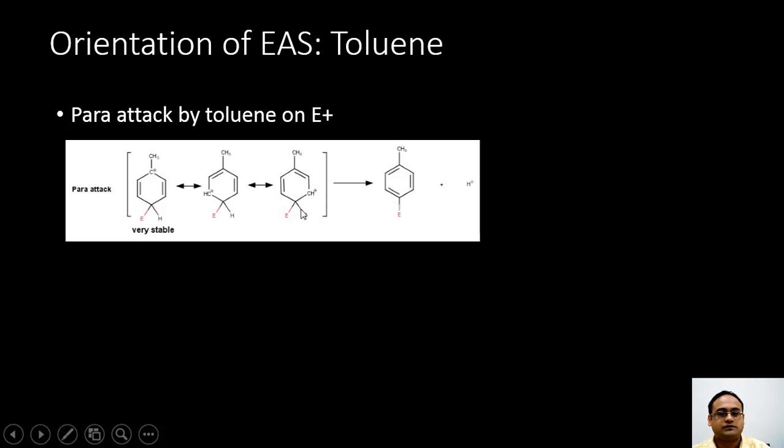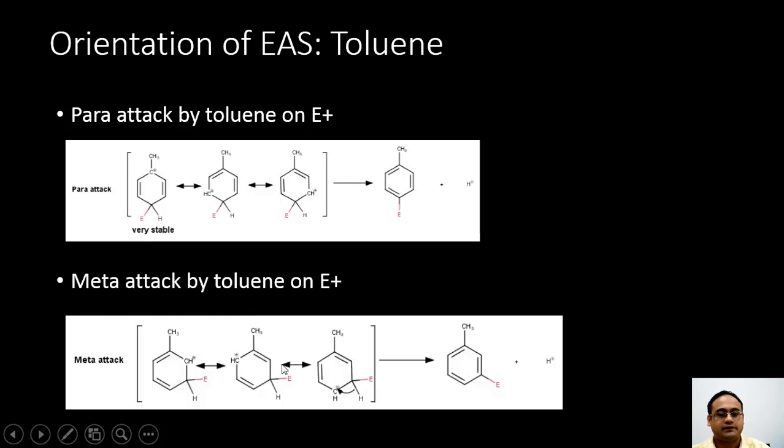And once the proton is lost, it gives us the para substituted toluene. Similarly, for a meta attack, we find that 3 structures are possible from the attack of the meta carbon on the electrophile, which gives us positive charge at 3 centers on the ring, but none of them is directly stabilized by the methyl group by inductive effect. Therefore, the stability of these structures is low compared to structures like this one.